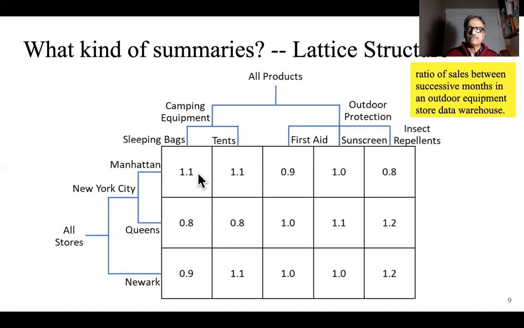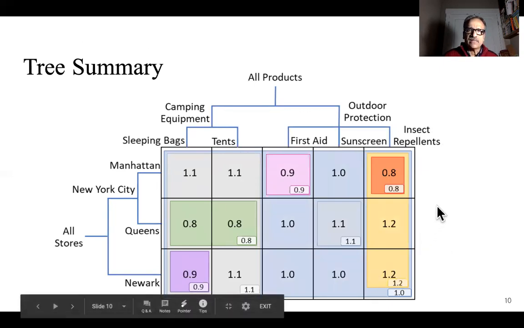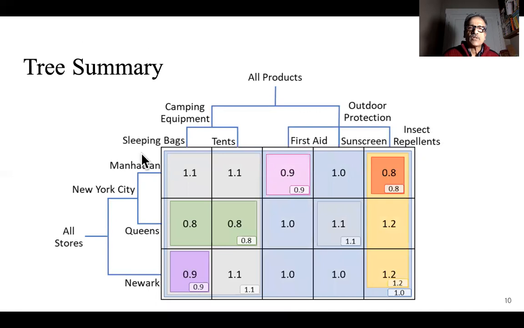All right, so as a preview, here is an example of a tree summary, and let me quickly socialize the summary before we get into the details of how we get one. For example, the entire region corresponding to all products and all stores corresponds to the light blue region, the entire rectangle covering all the grid cells.